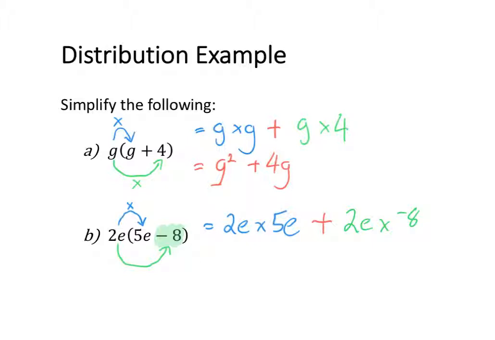And to simplify, that will equal 2e times 5e, which is equal to 10e squared, plus 2e times negative 8, which is going to be negative 16e, or 10e squared minus 16e. So let's have a look at a couple more examples.